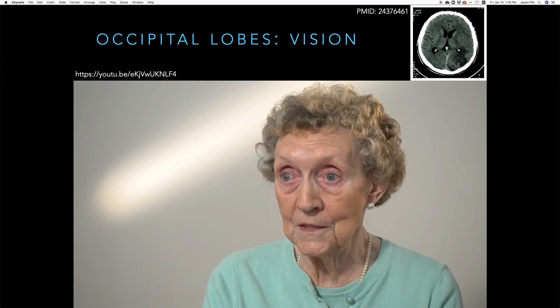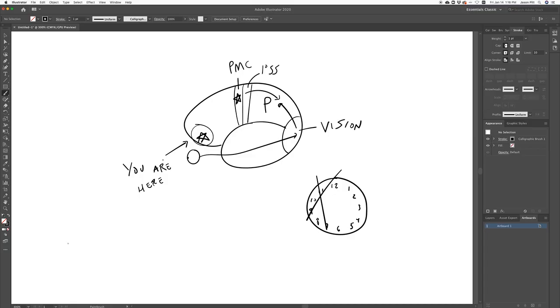Charles Bonnet syndrome was, of course, described by Charles Bonnet. I don't know when, but it was a long time ago, in the 19th century. This arises whenever there's damage in the visual pathways. More commonly, it's because of some sort of retinal degeneration. Whenever we deprive the occipital lobes of visual input, these neurons are just going to make stuff up.